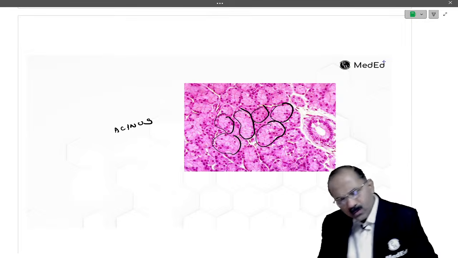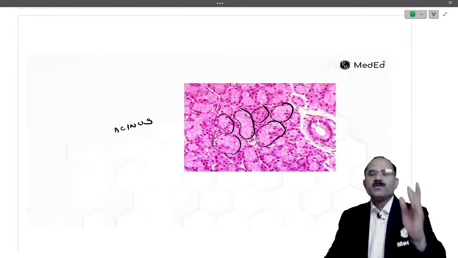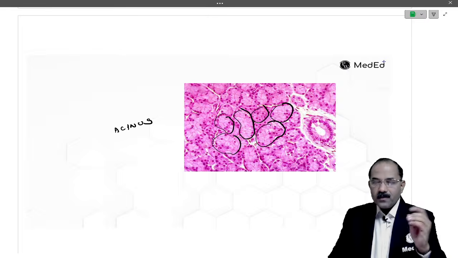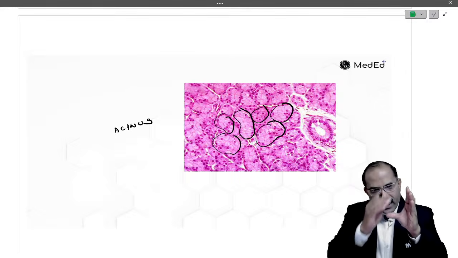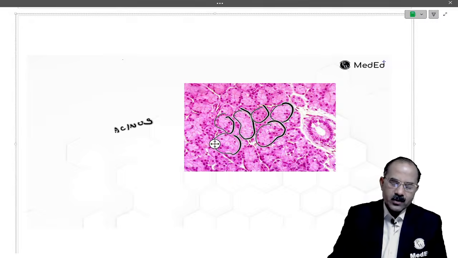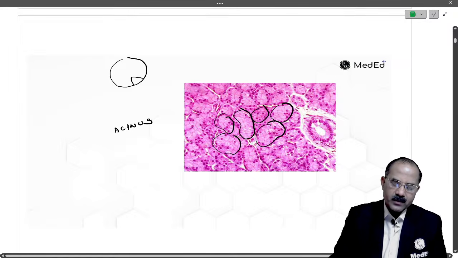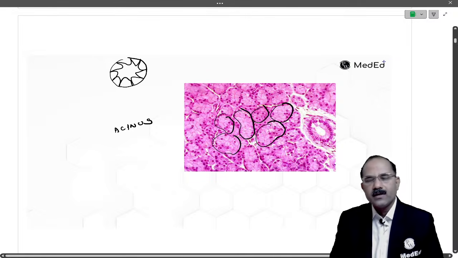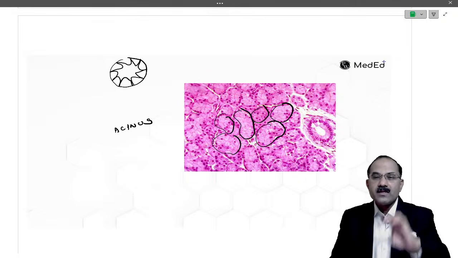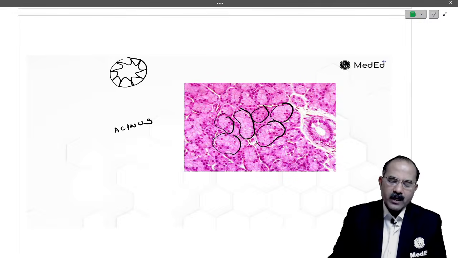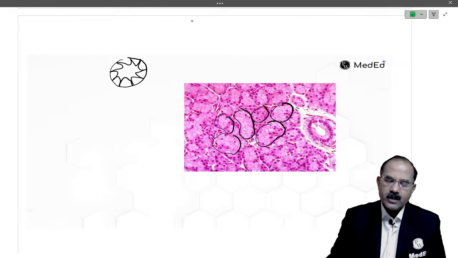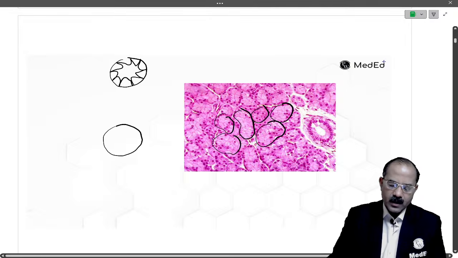So what is an acinus? One basic question which is always asked in the exams: define an acinus. An acinus is a group of secretory cells which enclose a lumen. If I draw it like this, these are tall columnar cells or cuboidal cells. So a group of secretory cells enclosing a lumen is known as an acinus. Very good. Now there are two types of acinus. One is this, and the other one in which the cells are cuboidal like this.